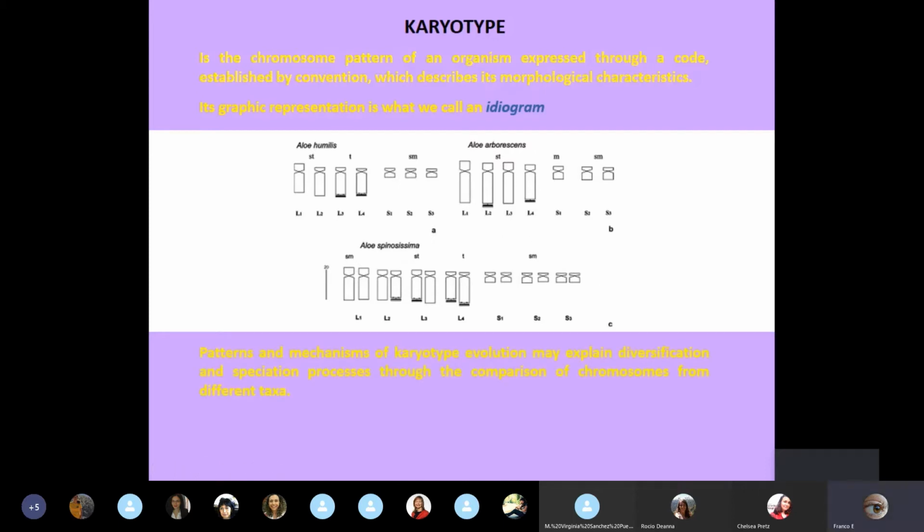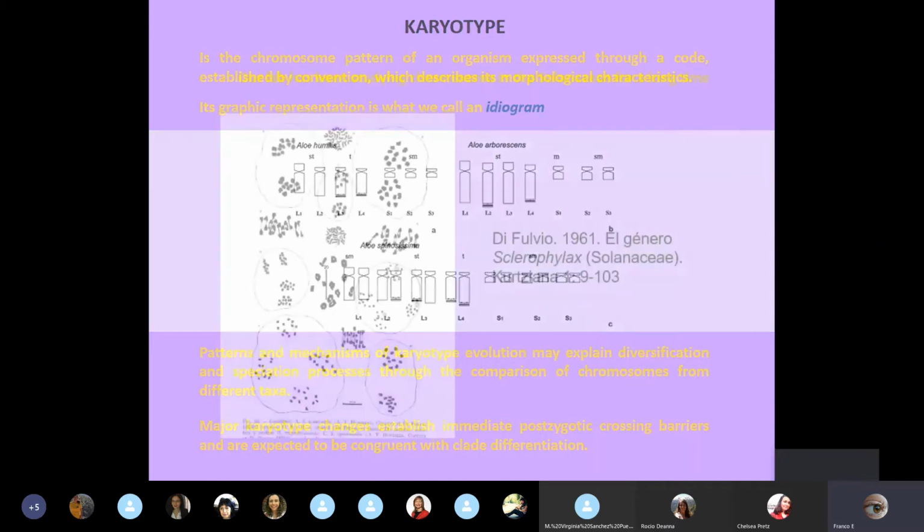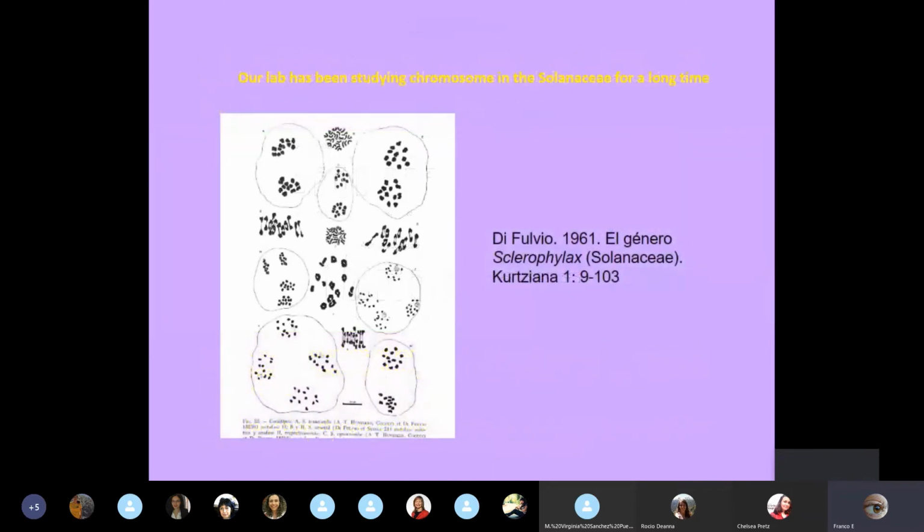So patterns and mechanisms of karyotype evolution may explain diversification and speciation processes through the comparison of chromosomes from different taxa. Major karyotype changes establish immediate post-zygotic crossing barriers and are expected to be congruent with clade differentiation. Our lab has been studying chromosomes in the Solanaceae for a long time.